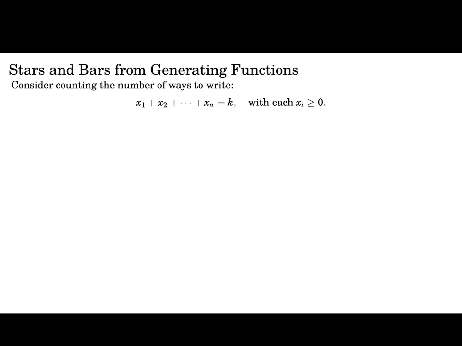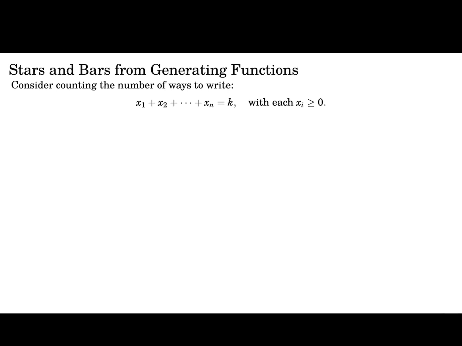Suppose we want to find all the integer solutions to x1 plus x2 up to xn equal to k, with each xi greater than or equal to 0. We've seen this before. This was essentially how can you distribute k cookies among n children, where each child is also allowed to not get a cookie? And we saw how to solve this. It was using the stars and bars. So a quick recap of that.